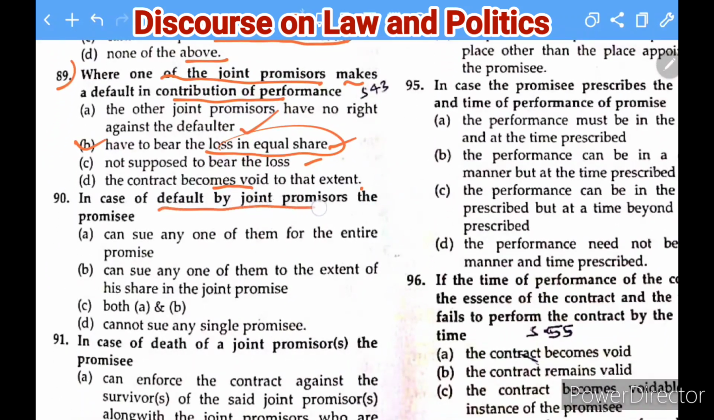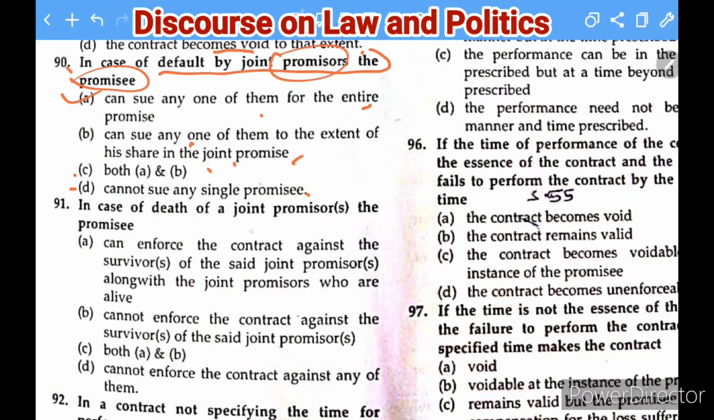In case of default by joint promisors, the promisee can sue any one of them for the entire promise, can sue one of them to the extent of his share or in the joint promisee, both A and B, and D, cannot sue any single promisee. So which is the right answer? Give your answer here. Can sue any one of them for the entire promise.